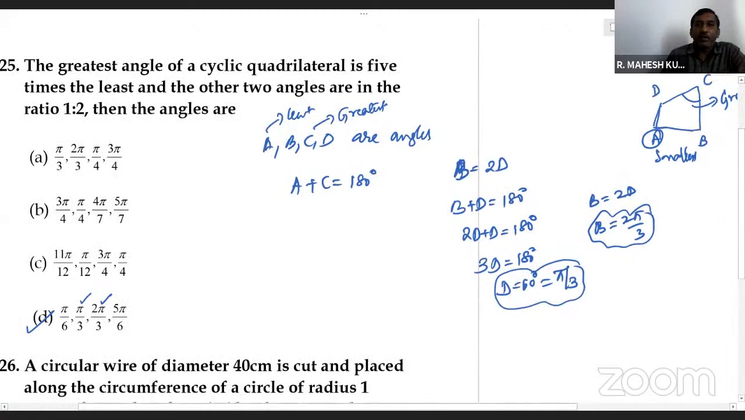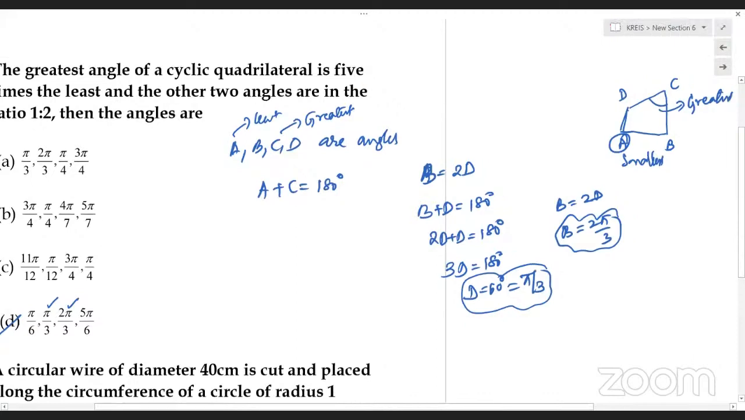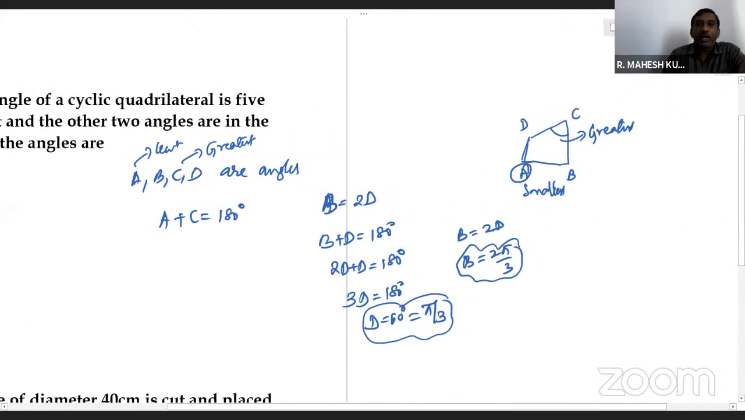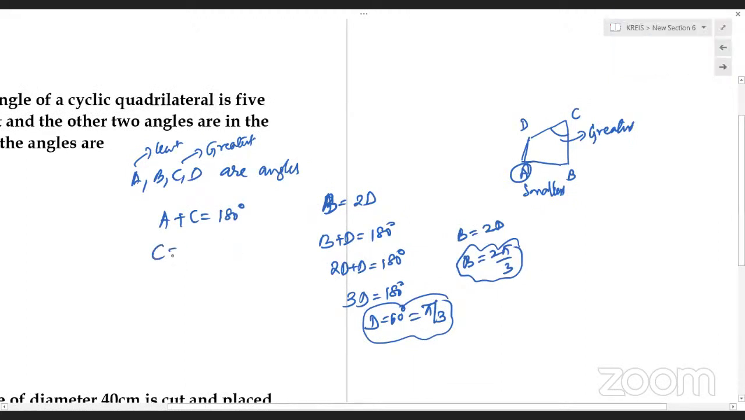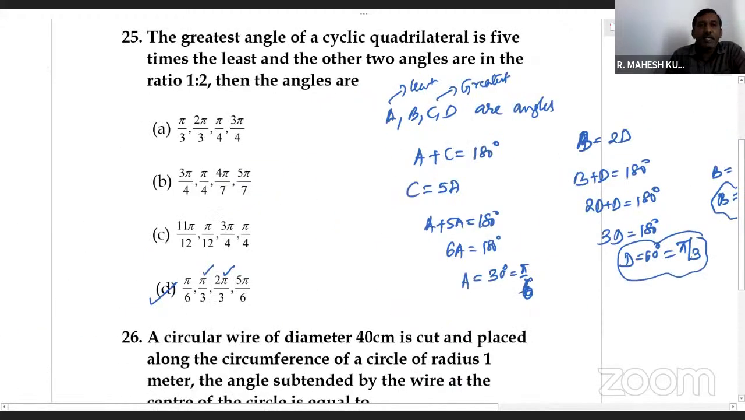One second, let me relook into that. The greatest angle of a cyclic quadrilateral is 5 times the least, that is there. Yeah, then you need to look into another one. The greatest angle is nothing but what? Let us check. C, right? It is 5 times the least, so it is 5A. If you substitute this here, A plus 5A is equal to 180, correct? So 6A is equal to 180 degrees. Again A is equal to how much? It is going to be 30 degrees. In radians it is going to be pi by 6. Pi by 6 should be there. Is pi by 6 there in the answer? See here.